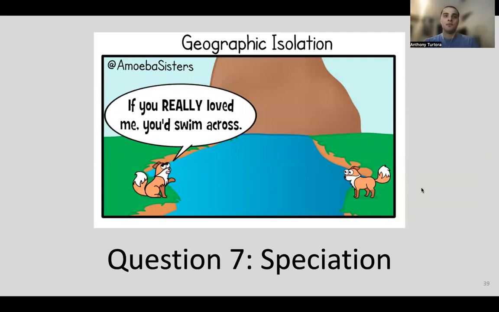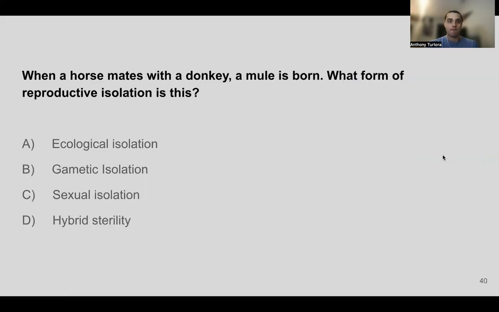All right. The last question here, question 7. This is going to be about speciation. All right, so go over the question, take about a minute, and then unpause when you are ready.